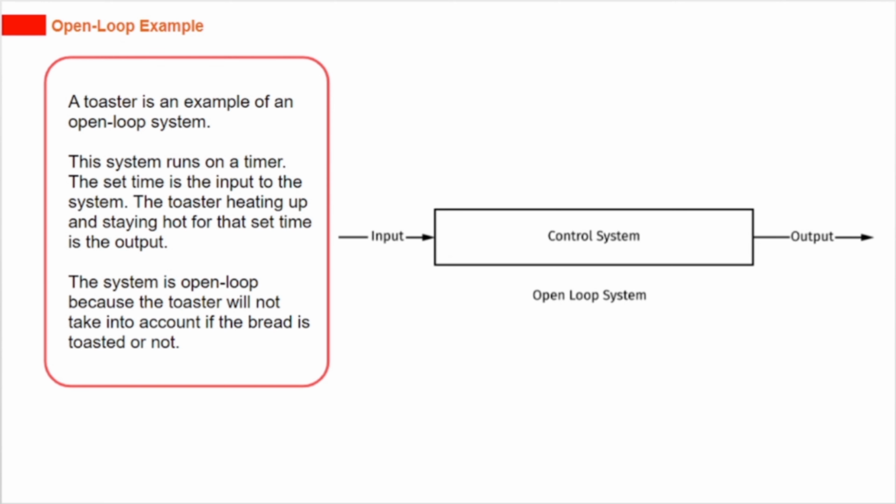A toaster is an example of an open-loop system. This system runs on a timer. The set time is the input to the system. The toaster heating up and staying hot for that set time is the output. The system is open-loop because the toaster will not take into account if the bread is toasted or not.